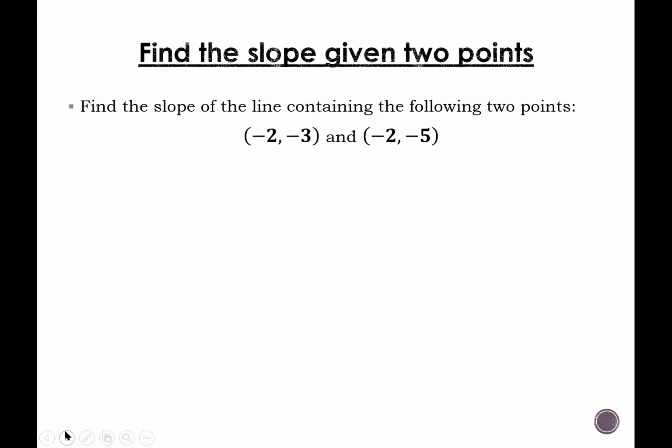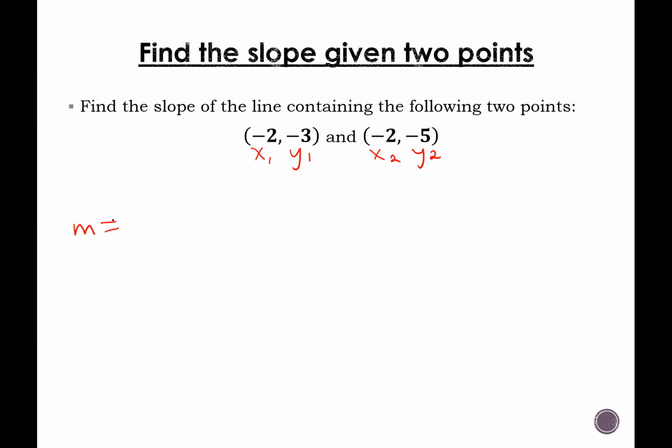All right. So let's do another example using the formula. The next example says, find the slope of the line containing the following 2 points, (-2, -3) and (-2, -5). So let's label our coordinates, x1, y1, x2, y2. We'll plug into the formula. We don't have a graph to look at right now, although we could sketch these points, and maybe we will do that. Let's just use the formula first.